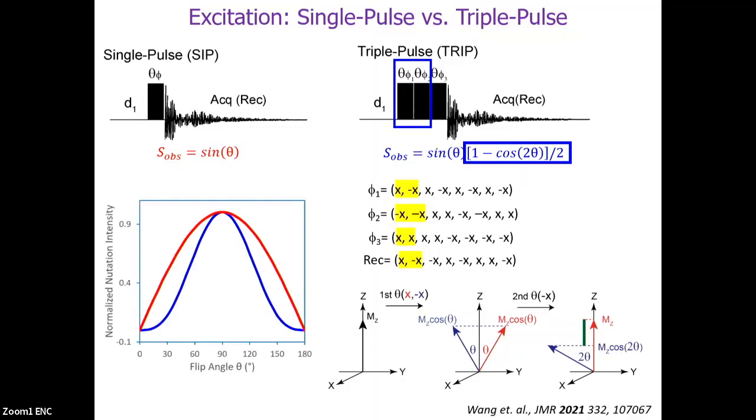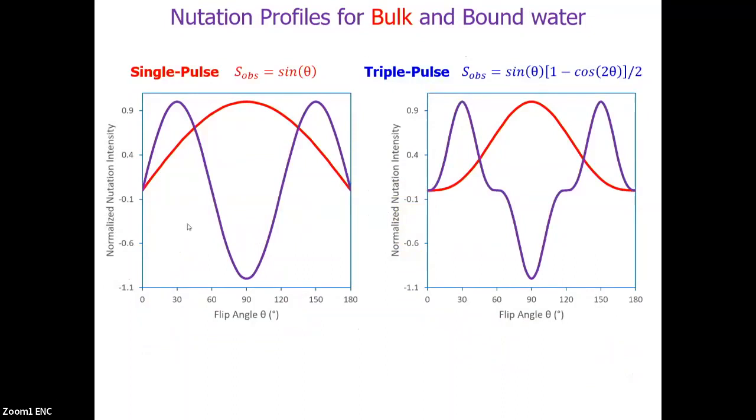And if we were to plot these two nutation profiles for single pulse and triple pulse, we notice that the triple pulse decays much faster than the single pulse. And if we were to plot the bound water for the triple pulse as well, again choosing the 30-degree flip angle, we maintain the bound water signal at max 90-degree pulse.